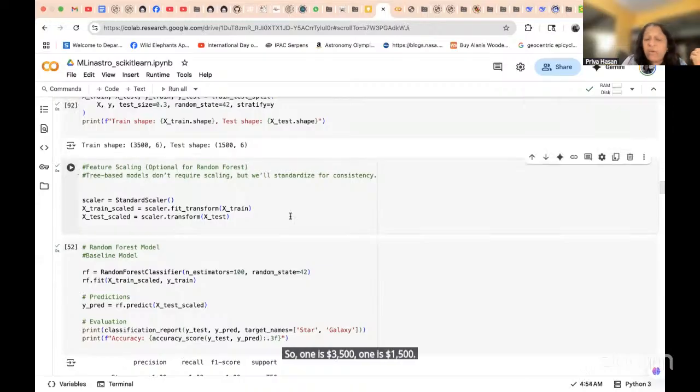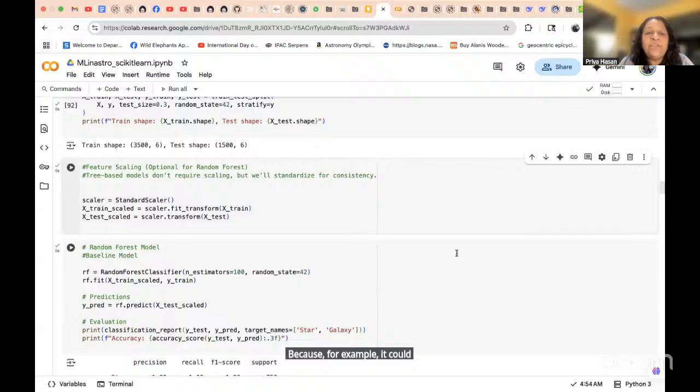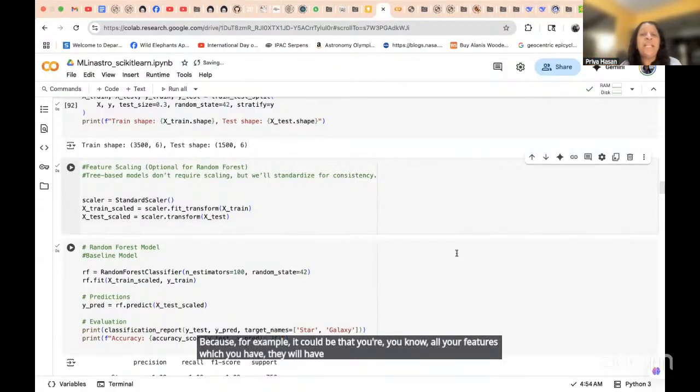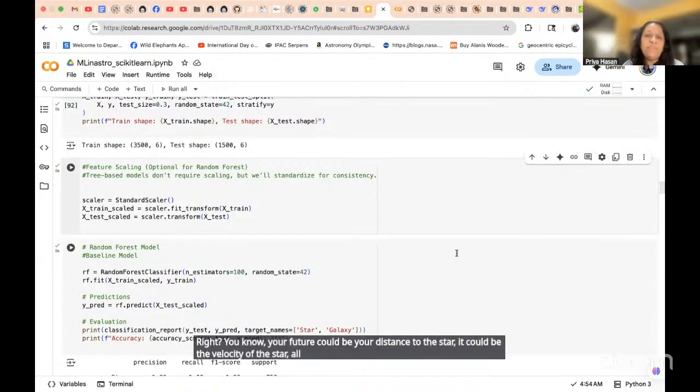An important thing I forgot to mention to you is that when we run these codes, you always have to scale your data, okay? Because, for example, all the features which you have will have a different range, right? Your feature could be your distance to the star. It could be the velocity of the star. All of them are going to have a different range. And therefore, we generally scale all these things so that all of them are within, say, a range of 0 and 1, for example.